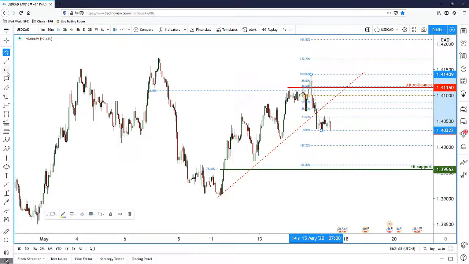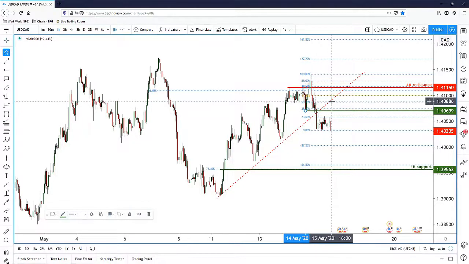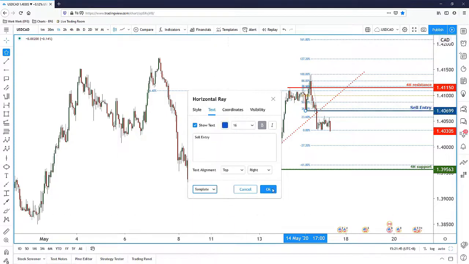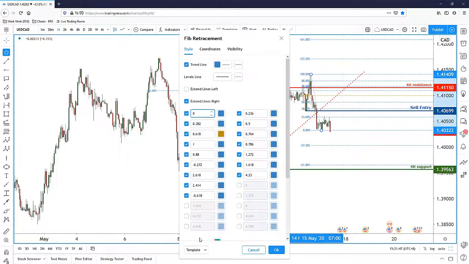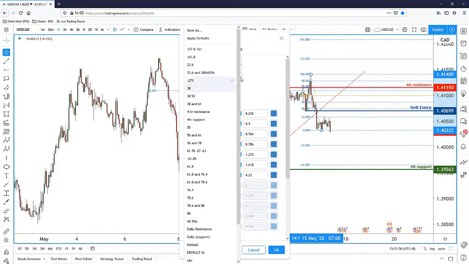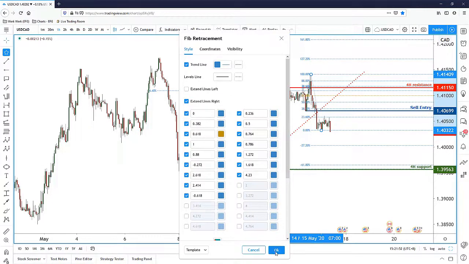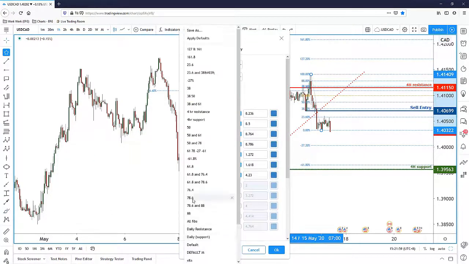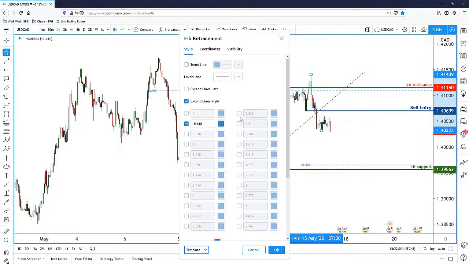And we see that this 38 level is actually quite close to the trend line, right? So we can use this as sort of our sell entry. Let's just highlight the 38. And we also notice that this 61 is quite close to our 4-hour support, right? So let's highlight the 38 and the 61.